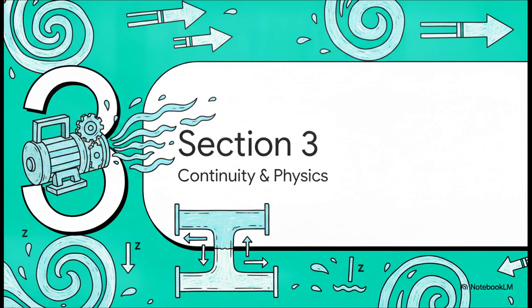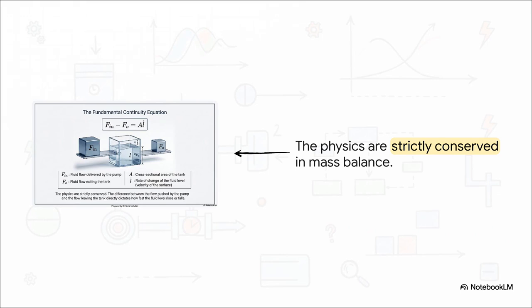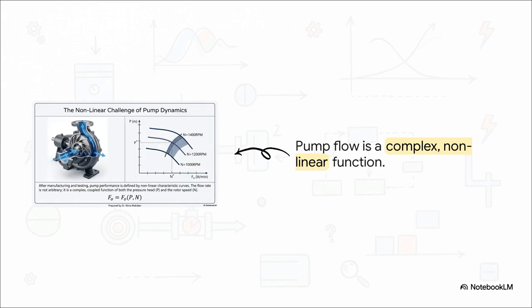Which brings us to Section 3, Continuity and Fluid Physics. Okay, so the fundamental continuity equation dictates a perfect mass balance. Fin minus Fout equals A times the derivative of L. So what does this actually mean? Well, Fin is the fluid our pump pushes in, and Fout is the fluid naturally exiting. The difference between those two must equal the cross-sectional area of the tank, A, multiplied by L dot, which is just how fast the surface level is moving up or down. You literally cannot cheat this physics. It is absolute.